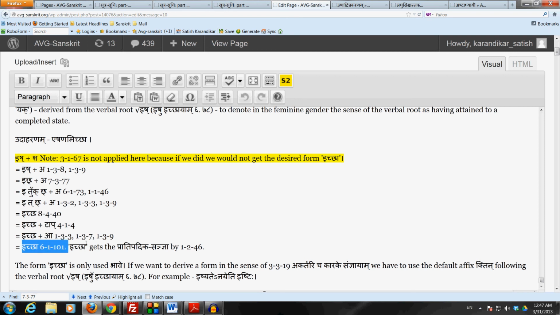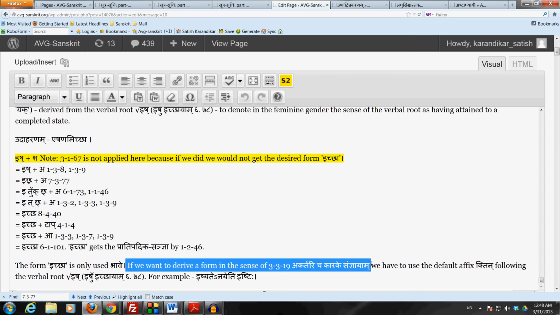We get the pratipadika sanya by krit taddhita samasashcha 1.2.46, declined like the rama shabda. So this is the form bhave. This sutram is only used bhave. If you want to derive a form in the sense of akartari cha karake sanyayam, then we cannot use this sutram.